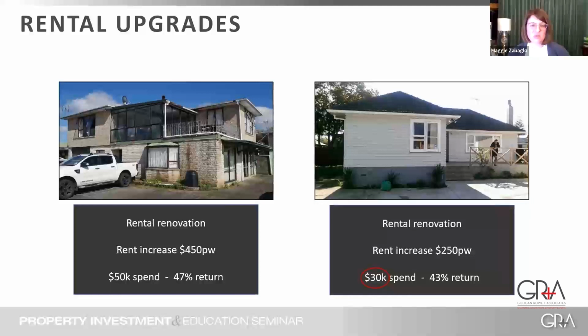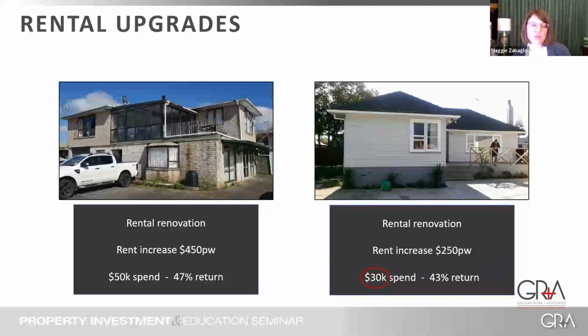And what did it have done on it? Painted the kitchen cupboards, some new vanities, I think, new carpet, fresh paint inside, new curtains, a good wash outside, tidy up. So we didn't even replace the kitchen. That rent went up to $950 per week, so a $450 per week rent increase on an approximately $50,000 spend.